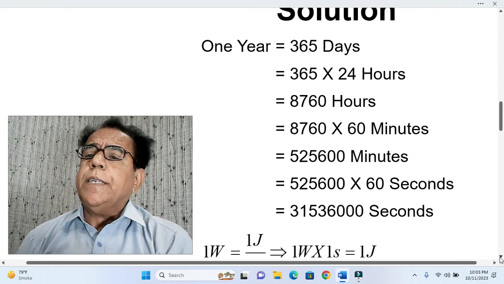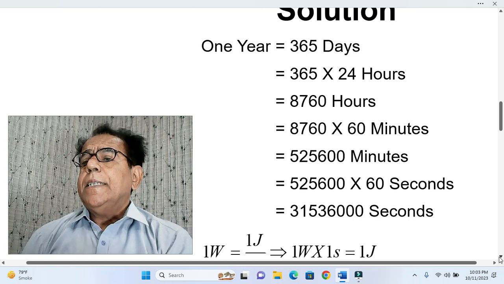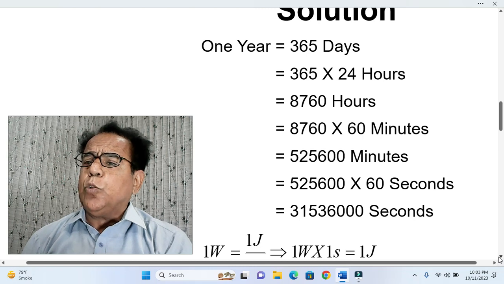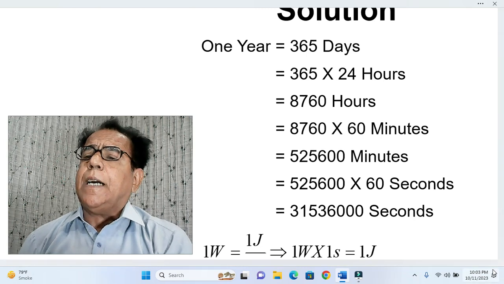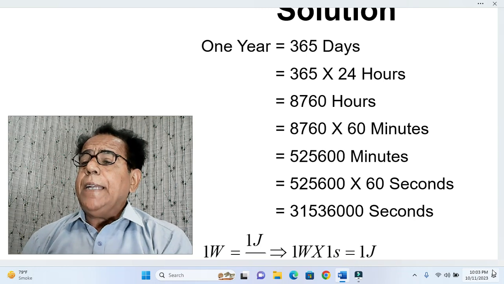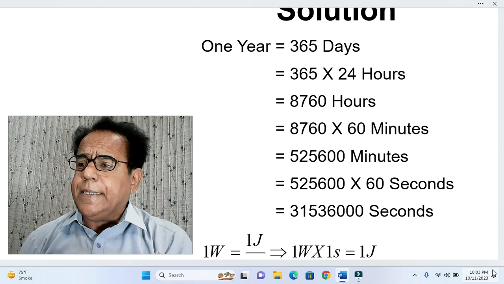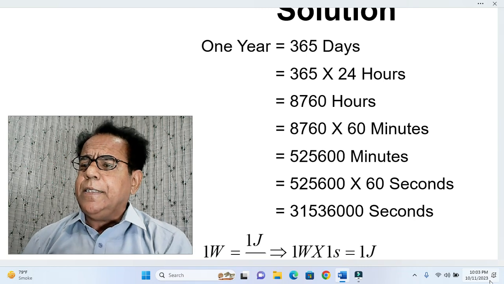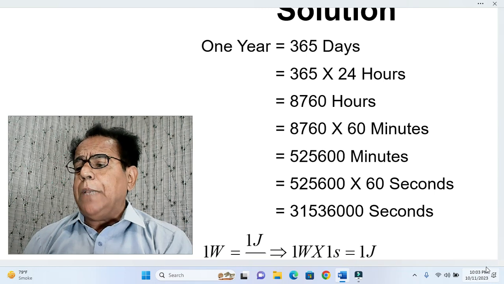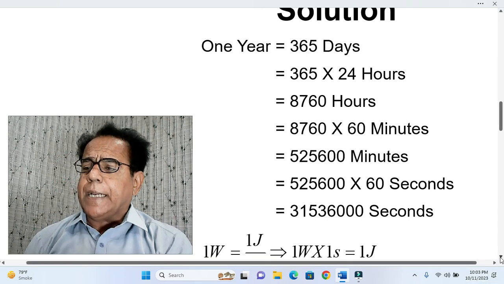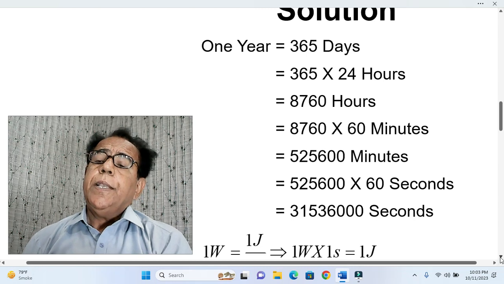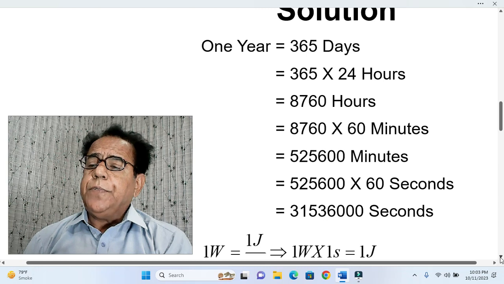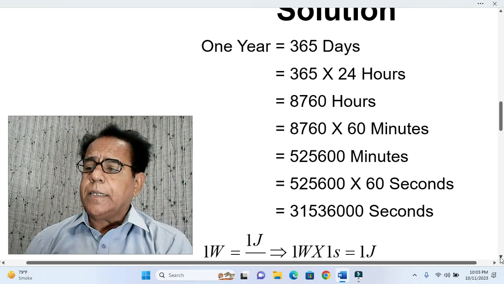1 year is equal to 365 days. This is equal to 365 into 24 hours, which becomes 8760 hours. When it is further multiplied with 60, it becomes minutes: 525600 minutes. When we multiply with another 60, it becomes seconds. So 1 year becomes equal to 31,536,000 seconds.